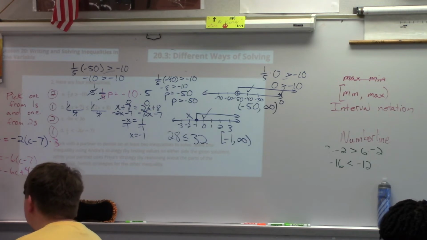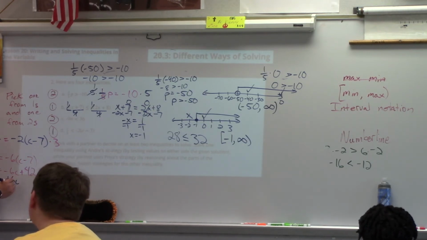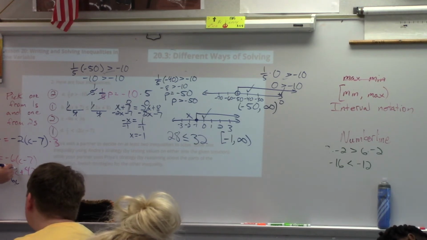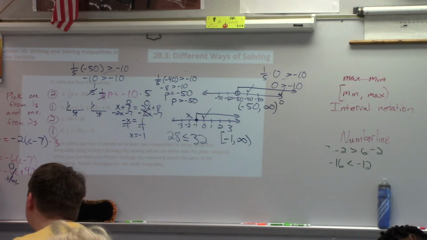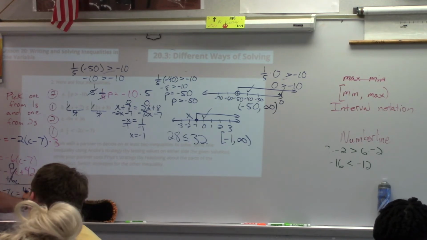It's a good thing I paid attention, right? So then I add 6C because what's -6C plus 6C? Right, I'm always trying to make that 0. And so I get 7C is equal to 42. Divided by 7. C is equal to 6. Okay.